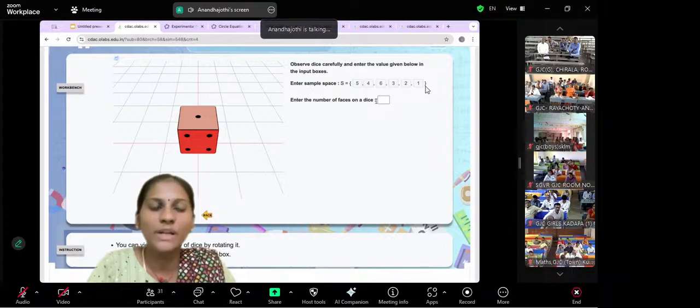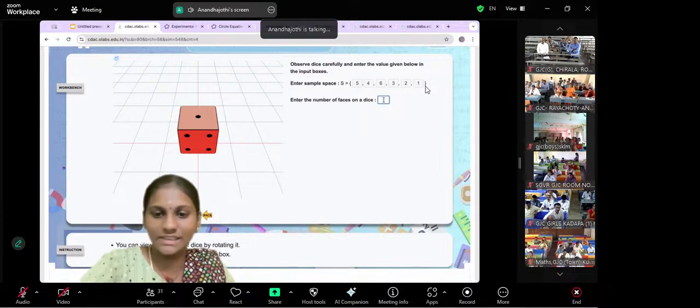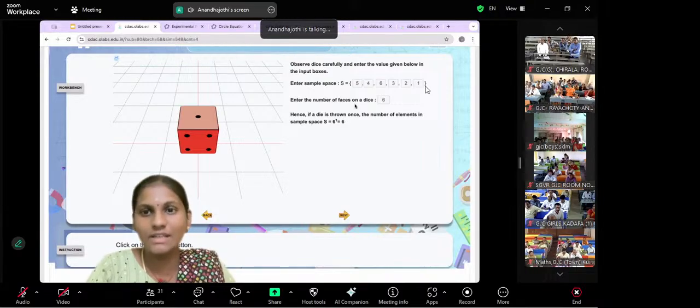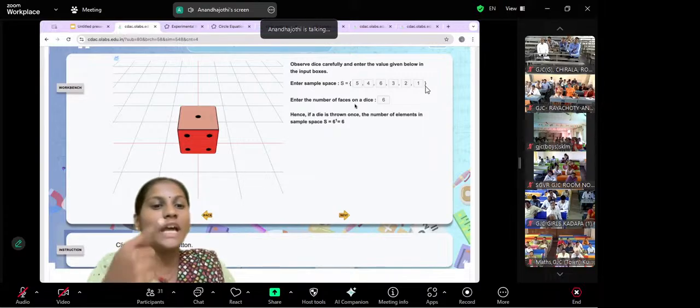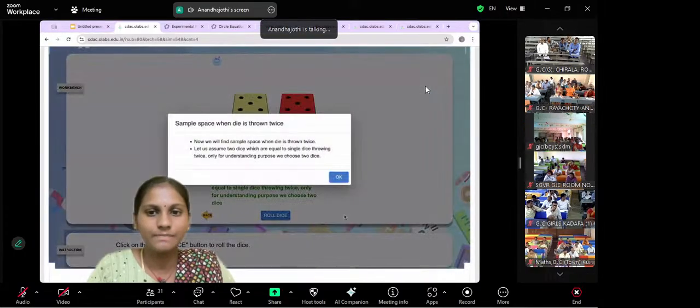In a dice, how many faces will be there? So 4 sides, up and bottom, so it will be 6. So here, number of faces on a dice is 6. So how many elements are there? 6. How many times we throw the dice? We throw 1 dice for 6 times. So it will be 6 power 1. So the total number of elements in sample space is 6.